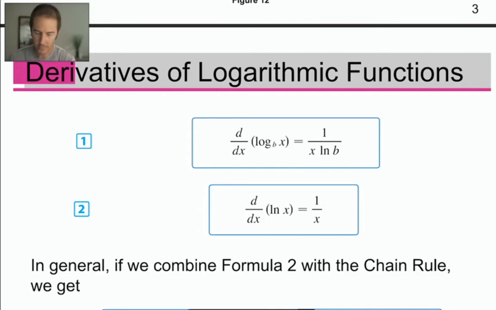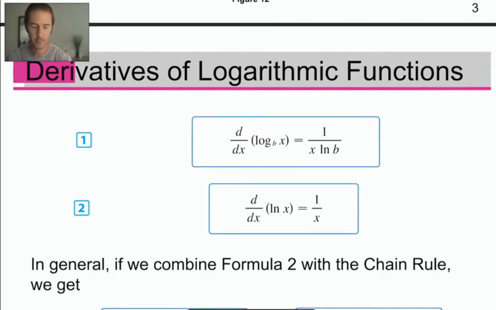I could prove that to you. I could use the change of base property and write this as natural log of x over the natural log of b, and then we could use the chain rule, and I promise you it's going to turn out to equal this. And more specifically, remember that natural log is the same thing as a log with base e.